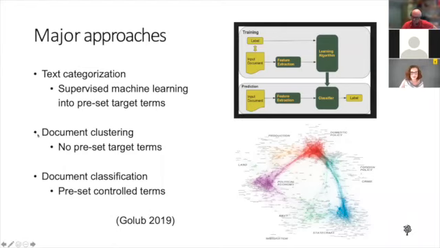The second approach is document clustering, which is really derived indexing, where even the names of classes are derived automatically, and the relationships between these classes. Let's say that this is an example of that.